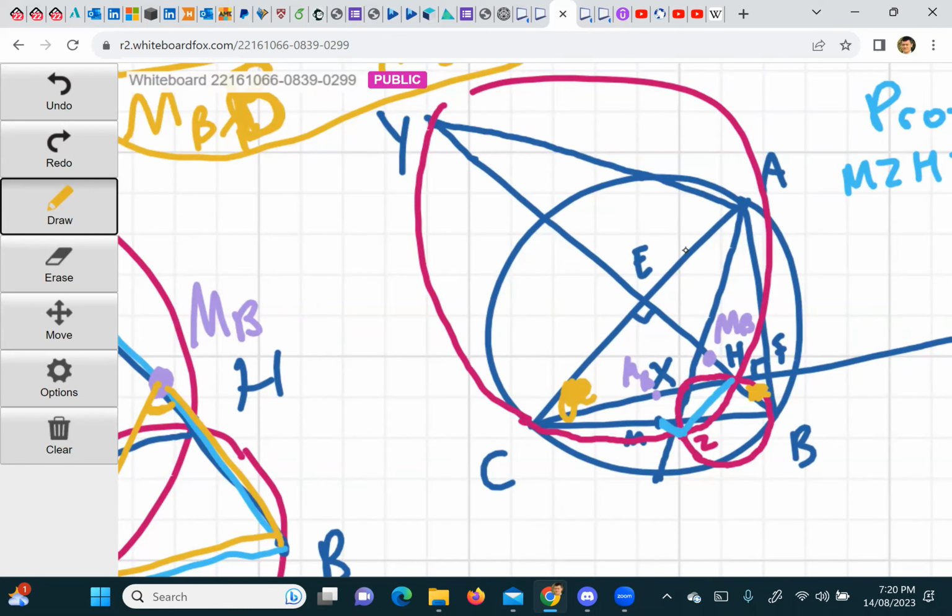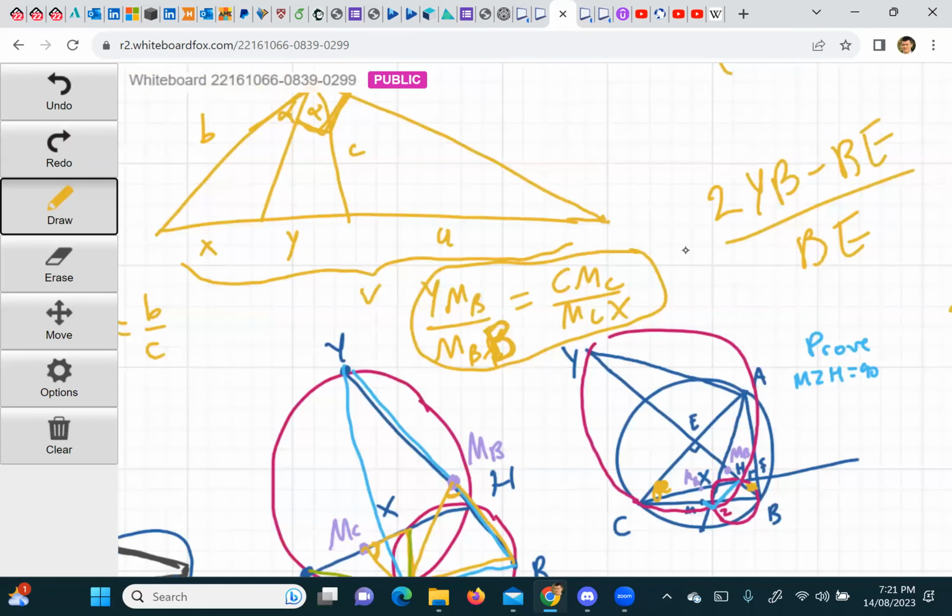So B goes to X and Y goes to C. I don't get it. What's wrong with this ratio here? So Y and B, accurate. Y goes to C, MB goes to MC, accurate. B goes to X. Two MCX. What do I do with this?